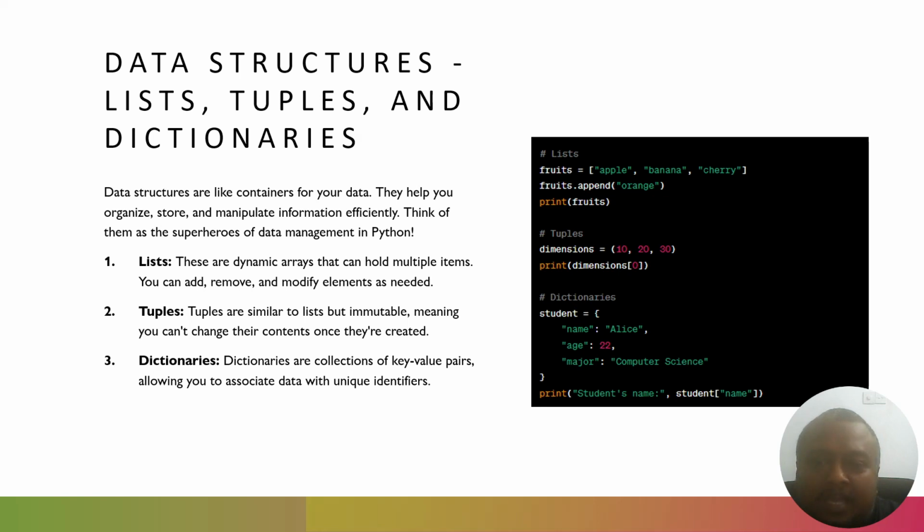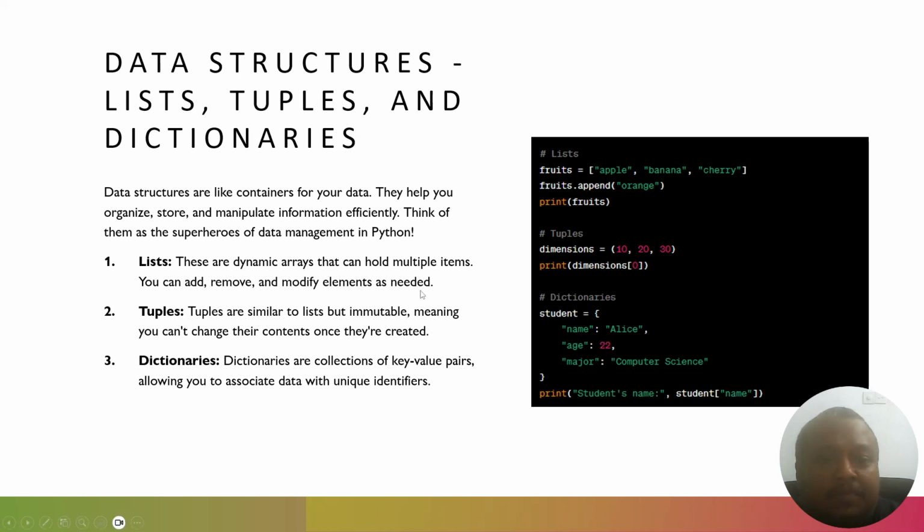In the given example, you can see a list named fruits with list items apple, banana, and cherry. Using the append function, you can add a new item to the list. We'll explore these things when we are doing our practical session.